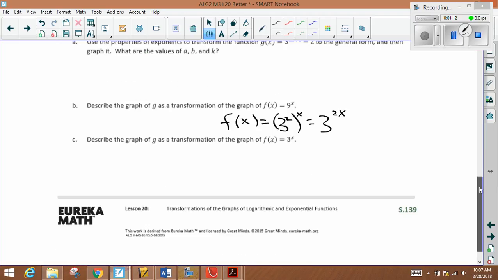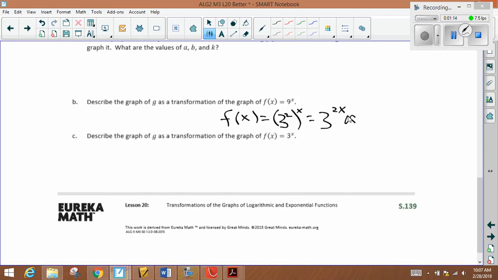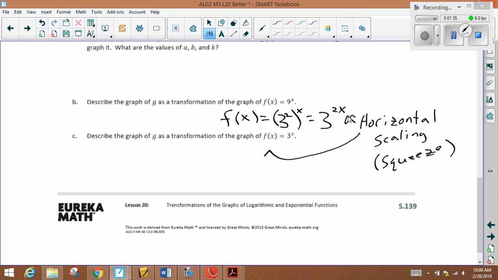All right, so we looked at that and we said that this was going to be a horizontal scaling, that it was going to look like a squeeze, right? All right, so that's what we did. So that's actually the answer to that.